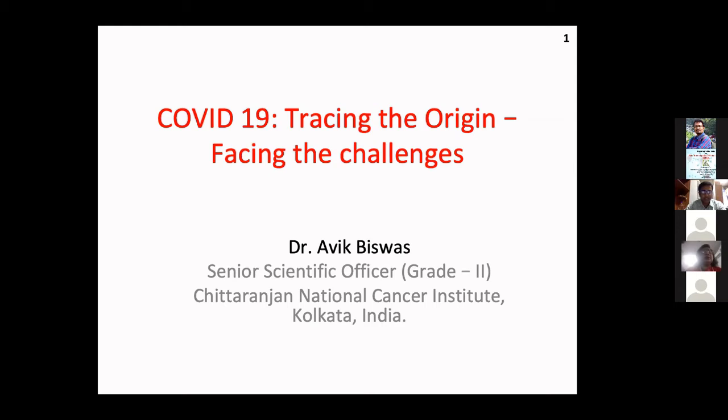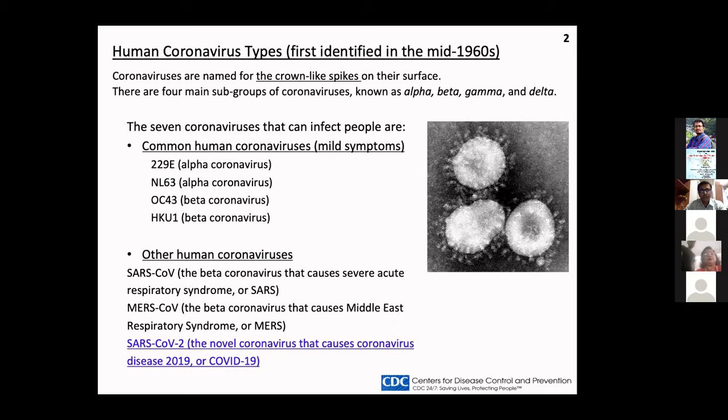Now, as a brief introduction, human coronaviruses were first identified in the mid-1960s. I think the first report came out in Nature in the year 1968. And the coronaviruses are named for their crown-like appearance in electron micrographs. There are four main subgroups of coronaviruses known as alpha, beta, gamma, and delta. And overall, so far, seven coronaviruses are discovered that can infect people. There are four coronaviruses that cause mild infections or mild symptoms, starting with 229E, NL63, both belonging to the alpha coronavirus group, and OC43 and HKU1, both belonging to the beta coronavirus group.